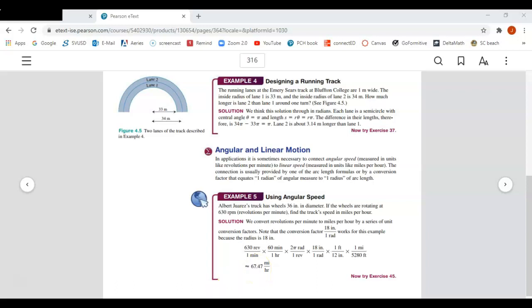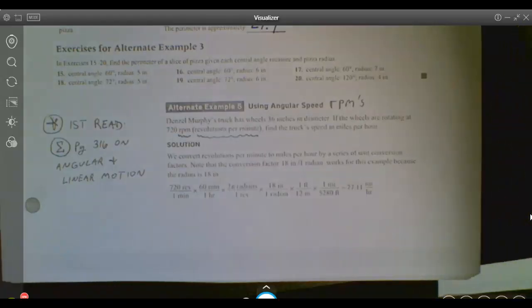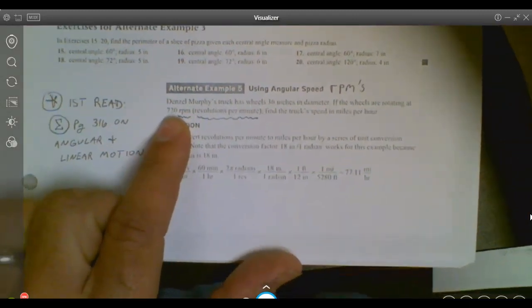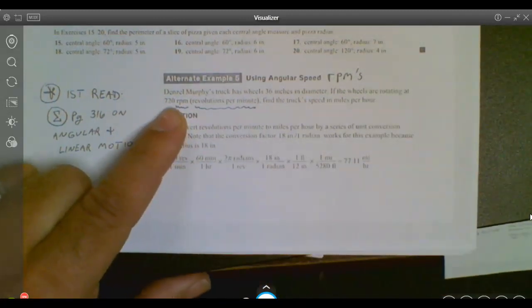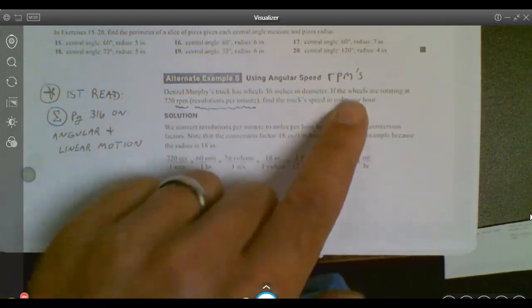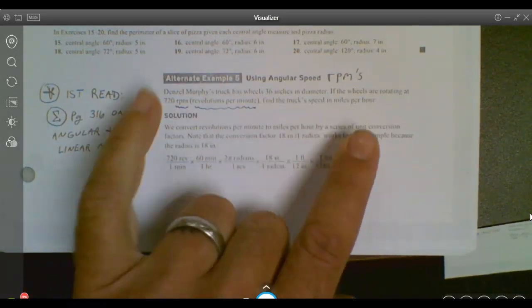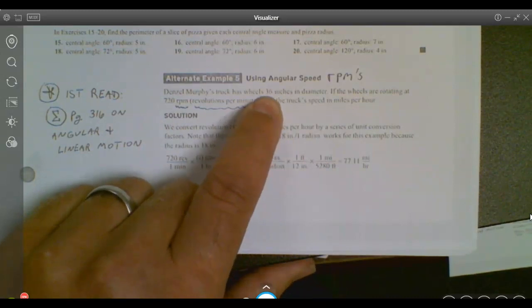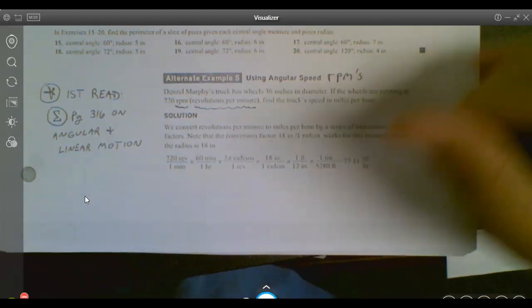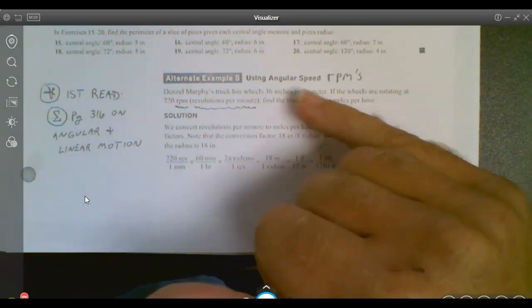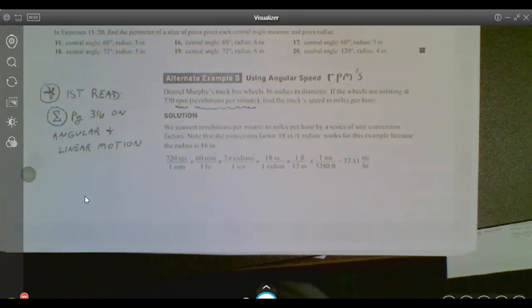So let me take you back to the one that we're looking at on here. On this one, they were telling us that the angular speed was 720 revolutions per minute, and we wanted to convert that into a linear speed of miles per hour. One thing you would need to know for this is the radius of our tire. As we just looked at the connection between the measure of the central angle and the radius of the circle. If they give us a diameter, of course we could divide that by 2 to get the radius. So we're working with a radius of 18.